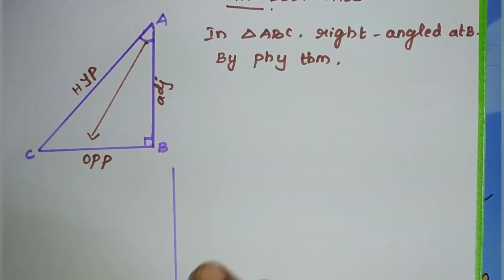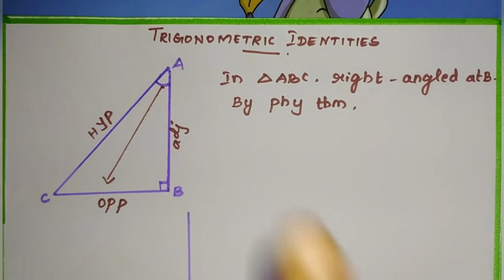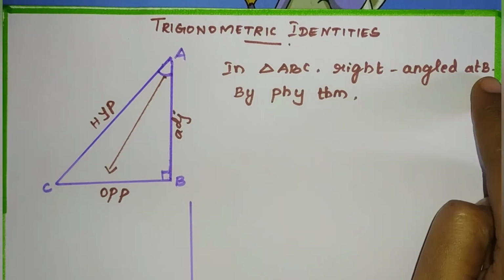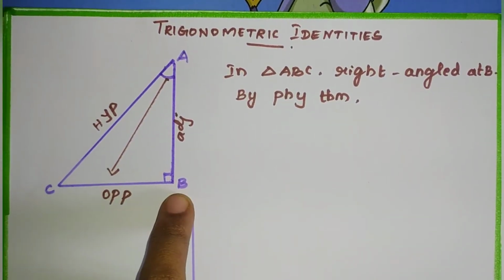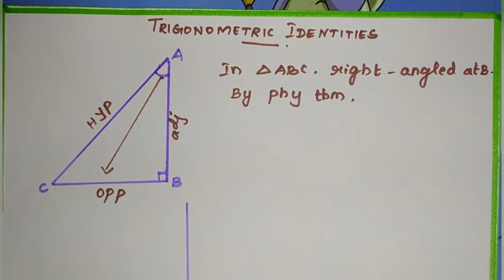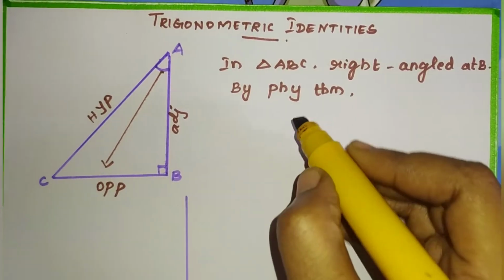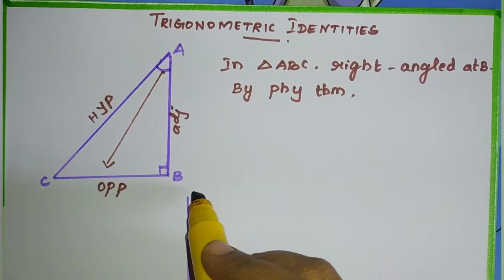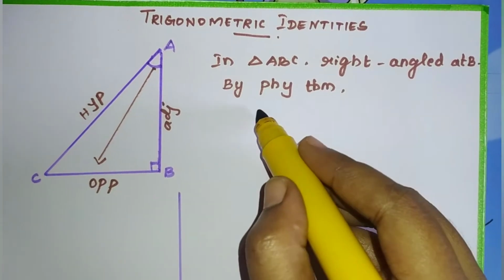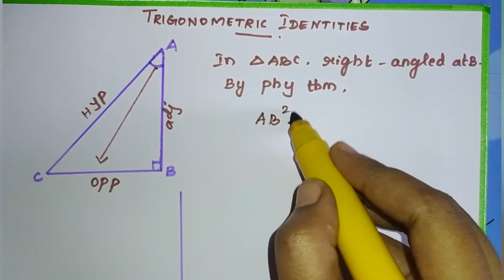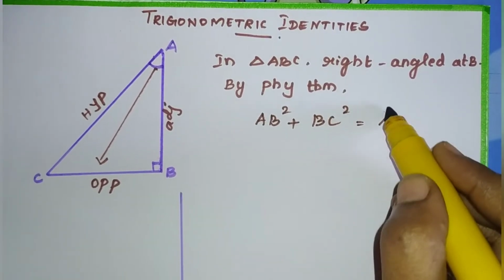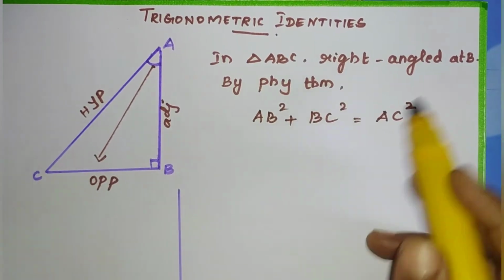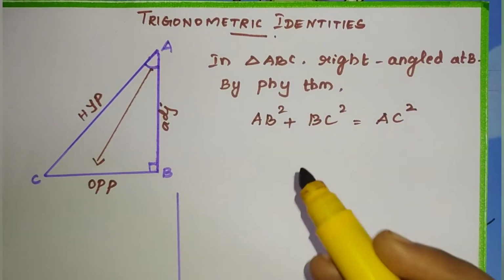How can we find the trigonometric identity? For that I am going to take a triangle ABC right angled at B. By using Pythagoras theorem, we can write AC square, that is the square of the hypotenuse, is equal to the sum of the squares of the other two sides. So AB square plus BC square is equal to AC square.